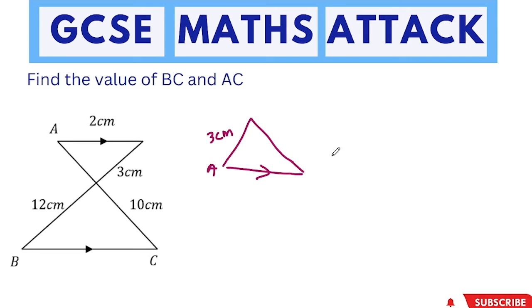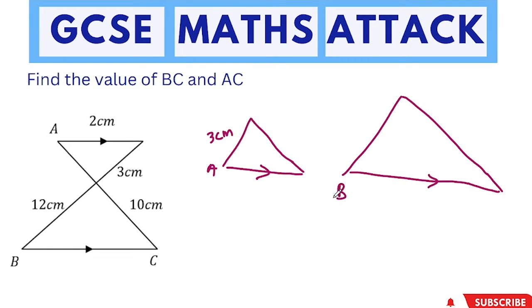And I'm going to show the parallel sides. And then I'm going to draw my other triangle, which is over here. Okay, and I can see that this is B and this is C. This is 12 centimeters, and I can see that this is 10 centimeters. Now, the first thing I need to do is work out the corresponding sides. These two lengths are given, so this one's given, and this one also is given.